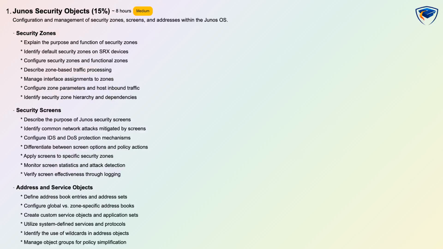Junos Security Objects is 15% of the exam and focuses on configuration and management of security zones, screens and addresses in Junos OS. This is a medium difficulty domain with about 8 hours of study and conceptual plus scenario-based questions. You will learn the purpose and function of security zones, how to identify default zones on SRX devices, assign interfaces to zones and configure zone parameters for host inbound traffic. You will also learn Junos security screens to mitigate attacks and how to create and manage address book entries, address sets and service objects to simplify policies.